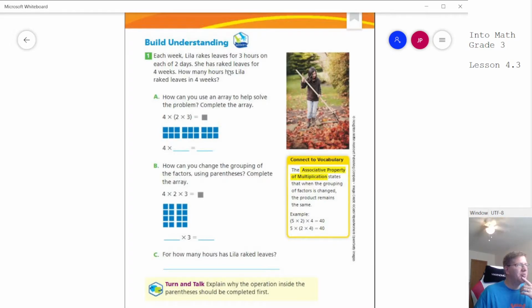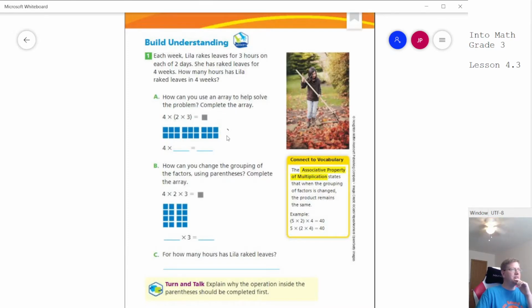For this, we have someone raking leaves for 3 hours, which sounds like an awfully long time. And she's had to rake leaves for 4 weeks. Holy cow, that's a lot of time spent. So 3 hours times 2 days would give us the number of blocks that we could end up having here. Now, I do see one issue with this picture. The picture looks a little bit weird. If we want 4 times 6, we only have 3 groups of 6. So we do need to finish the picture. Let's go ahead and do that real quick.